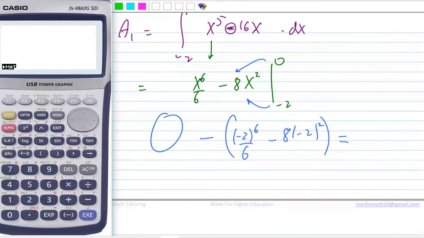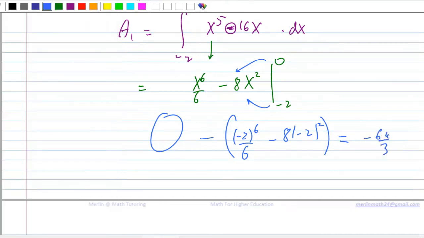Put in a bracket: minus 2 to the power 6 divided by 6, minus 8 times bracket minus 2 squared. Okay, good. So as a fraction, it's minus 64 over 3. Never put decimals, you get it exact, which is a nice demonstration. Now if you keep it, it is completely wrong. You get a 0 by the way. Be careful: the area bounded is never negative. So return it positive right away, and you go back right here and put in minus.